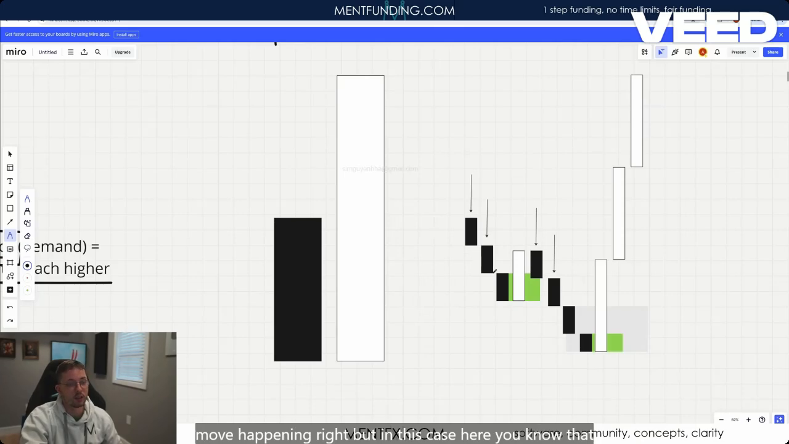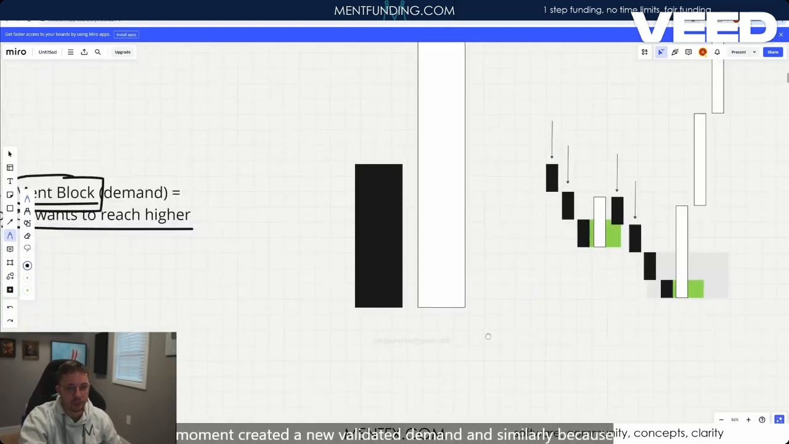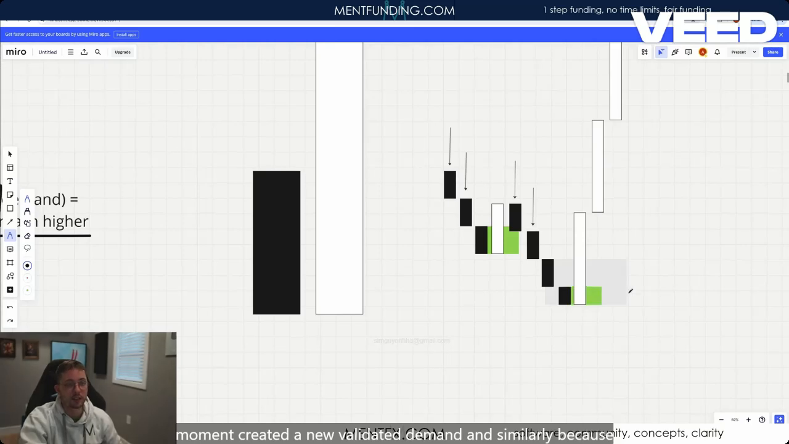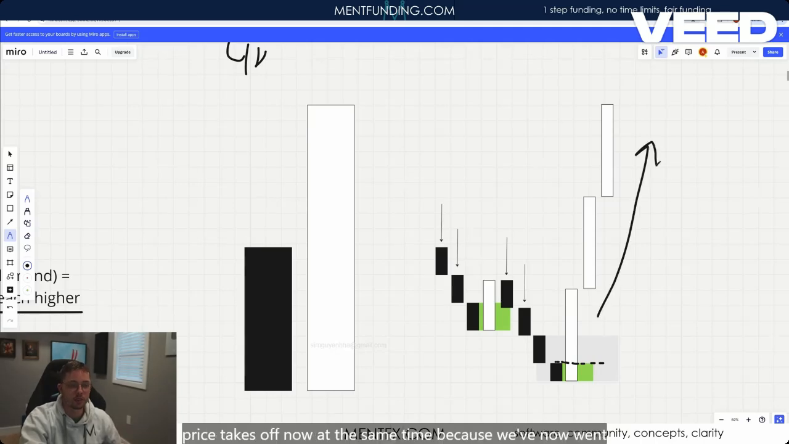But in this case here, that validated demand in this scenario failed. That validated demand was not there to hold price and instead continued moving lower and lower and lower until another up candle came in. And that up candle in this scenario validated, as you can see by the green box I've drawn, because the green is what we've been using to decipher validated demand at the moment, created a new validated demand. And similarly, because this became the real move, because it became the real validated demand, what you can see is price never returns, and price takes off.